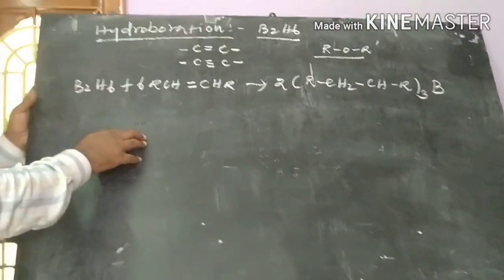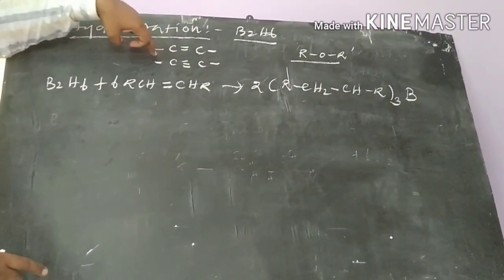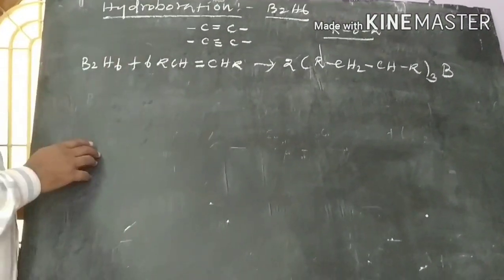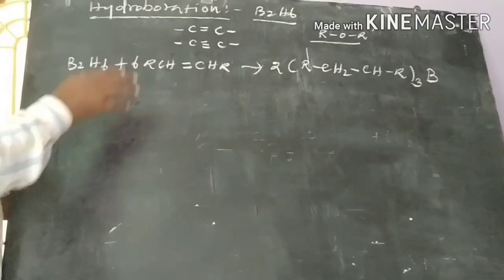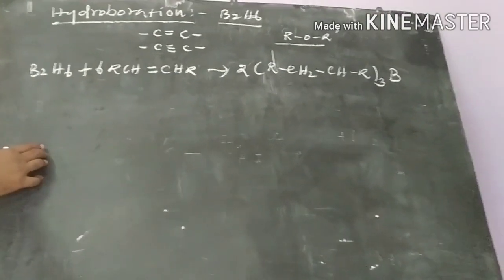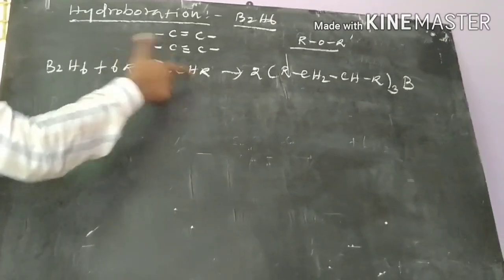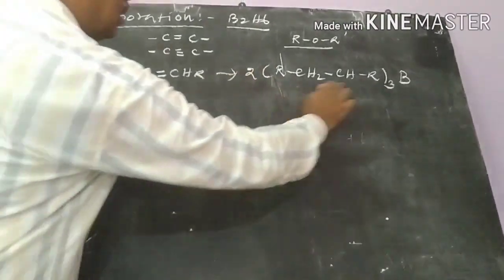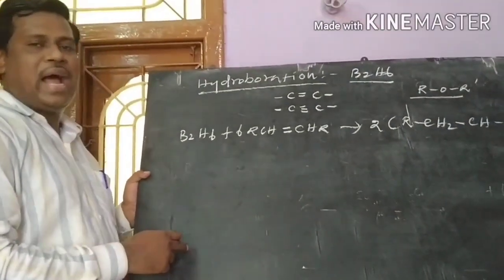So diborane adds on to alkenes and alkynes in ether solvent at room temperature. This reaction is called hydroboration and is highly used in synthetic organic chemistry, especially for anti-Markovnikov addition. So B2H6 diborane reacts with alkenes to give trialkyl borane. That is a trialkyl borane.